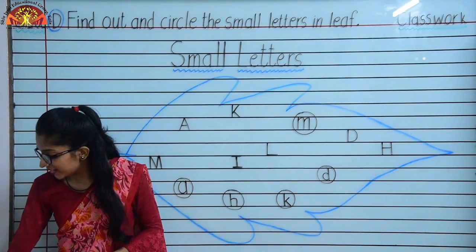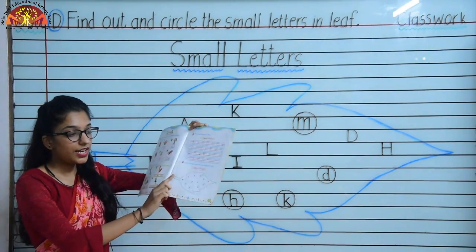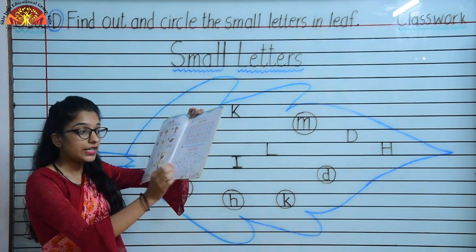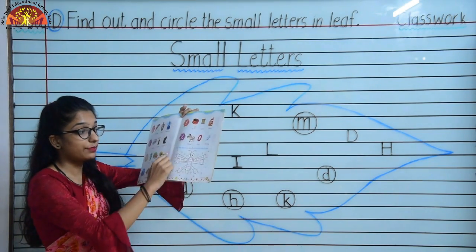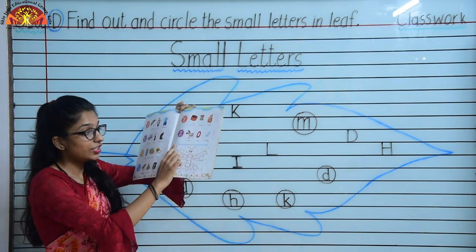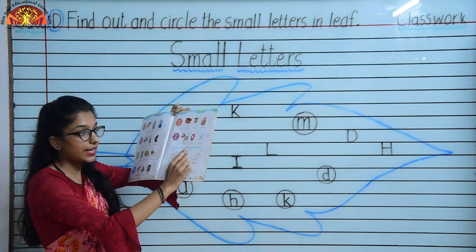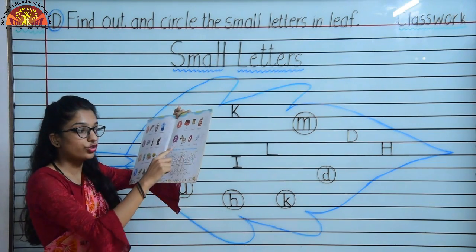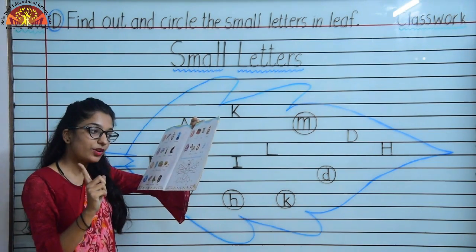So like this kids, you have to complete question number D, okay, of page number 11. And you also have to complete this butterfly, okay, which is given on page number 9. Join the dots from A to Z and color the picture. So you have to join the dots and color the picture properly.